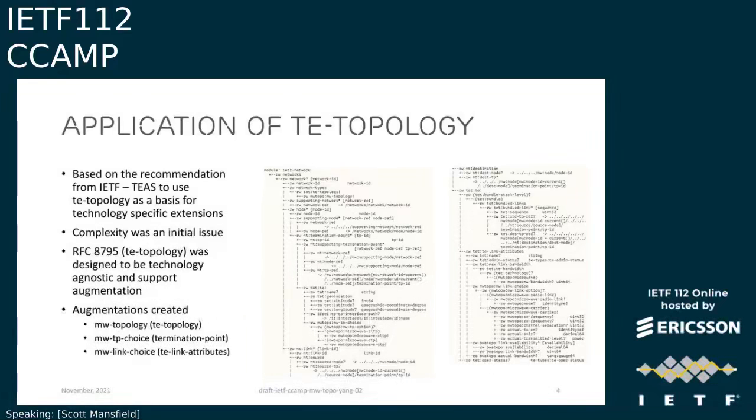It's really a set of tools that you can use to augment topology, and you get the benefit of network topology, you get the benefit of traffic engineering, and you get the benefit of GIS stuff. So there's various things in that module that are useful, and the way that it's written, it's very easy to take and modify and use only what you need. So we created these 3 augmentations: an augmentation of TE topology, an augmentation of termination point, and an augmentation of TE link attributes.